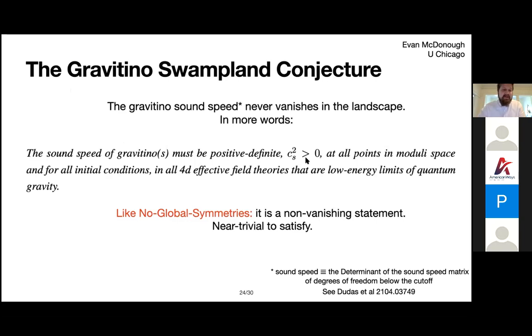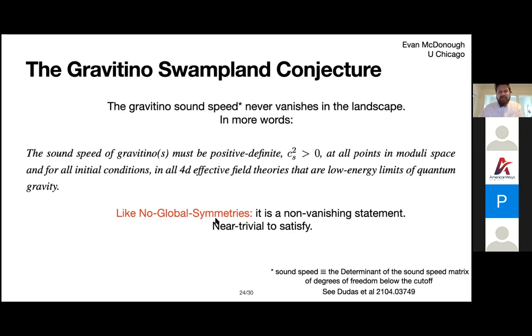And just the same with the sound speed, and there's a more precise definition of this, which is that in general you have kinetic mixing, you have a sound speed matrix. So the sound speed here is the determinant of a matrix of all the fields that are kinetically coupled below the cutoff. So the sound speed can never vanish, and we call it the Scraptino Swampland Conjecture.